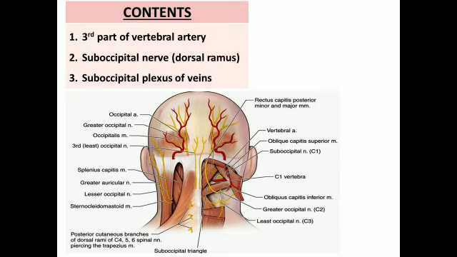Now let us analyze what are the contents of this triangle. So this triangle, suboccipital triangle, contains mainly three contents. Number one, third part of vertebral artery. Again, you have a nerve called suboccipital nerve, that is the dorsal ramus of first cervical segment, and suboccipital plexus of veins. So these are the three contents to be explained in this suboccipital triangle.